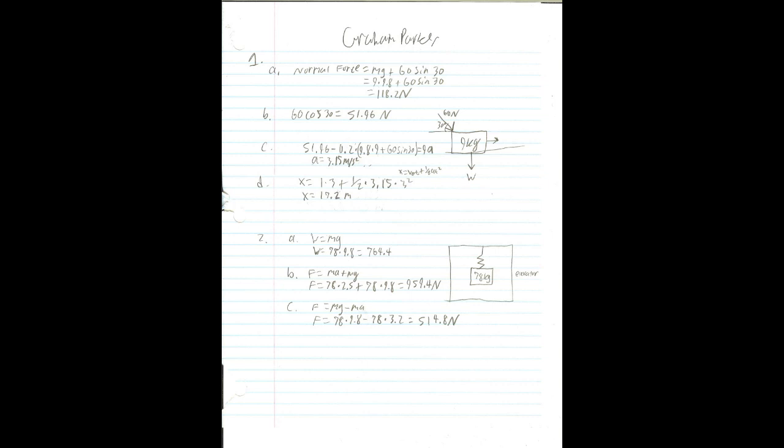Finally, D says, assuming the box starts at 1 meter per second, how far will it travel in 3 seconds? So I used the equation x equals v naught t plus 1 half a t squared, and you get x equals 1 times 3 plus 1 half times 3.15 times 3 squared, and you get x equals 17.2 meters.